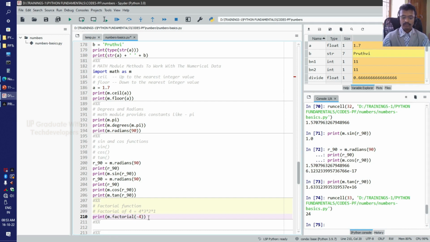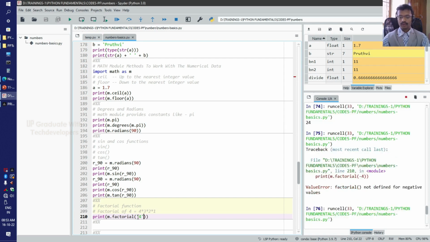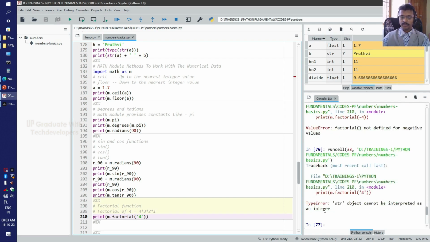If we provide a negative value, it will give an error, value error: factorial not defined for negative values. For a string also we cannot create the factorial: string object cannot be interpreted as an integer. So a string will be treated as a type error, whereas a negative value is treated as a value error. Because the string is of type string, it will treat it as a type error instead of value error.